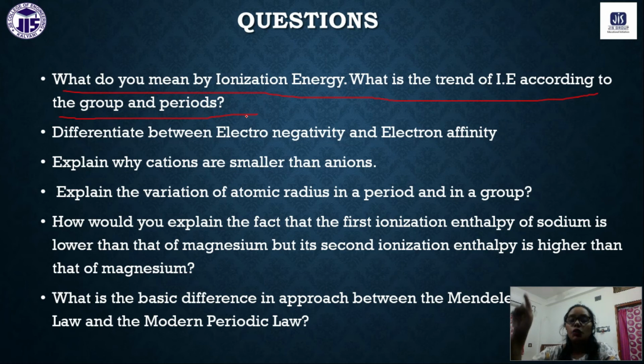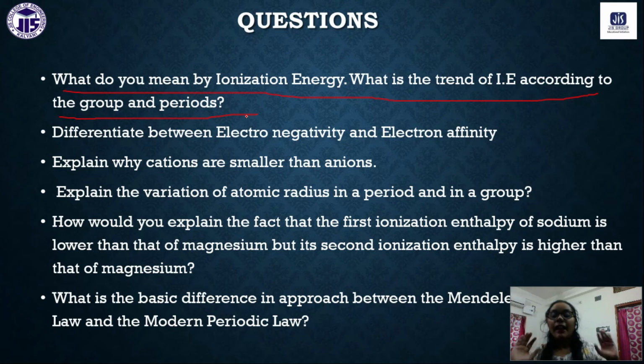Okay, if we go down the group, the ionization energy decreases. This is the trend along the group. Now if we go towards the right side, left to right along the period, what will happen? The size will decrease, the size will contract. So what will happen? Size contraction.